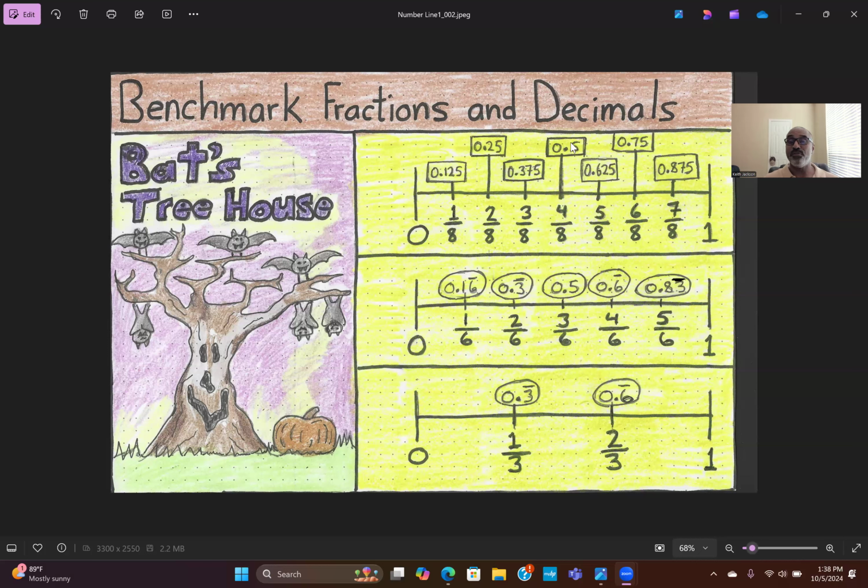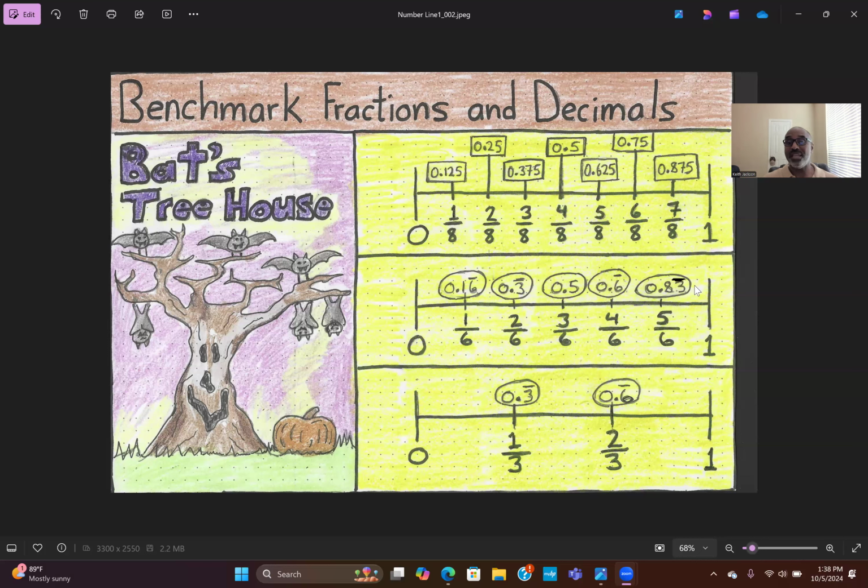4/8 is 0.5, which is the same as 1/2. 5/8 is the equivalent of 0.625 or 625 thousandths. 6/8 is 0.75 or 75 hundredths. And 7/8 is 875 thousandths, all right, or 0.875.